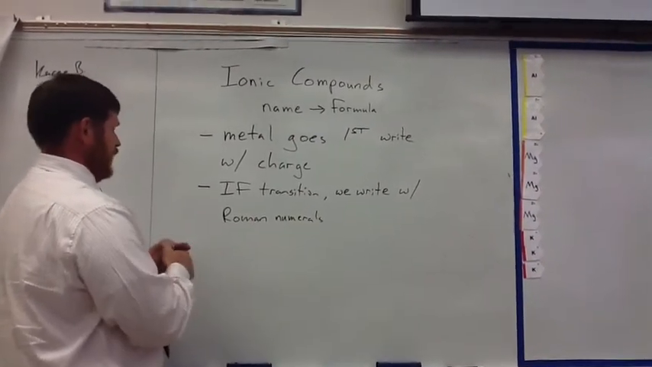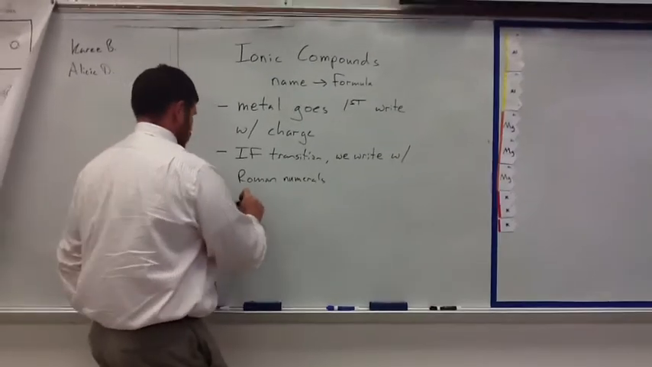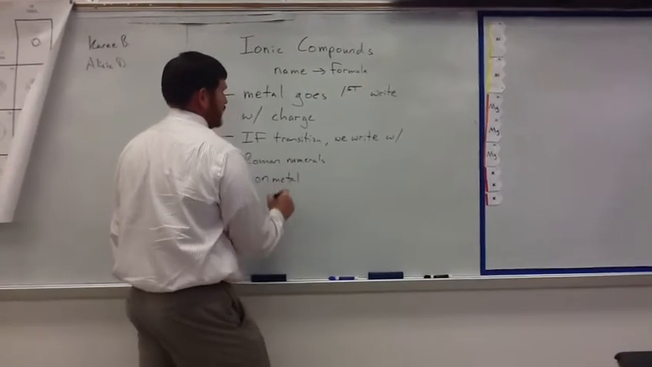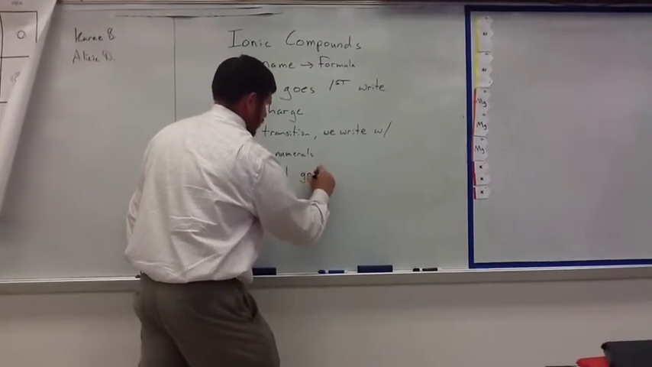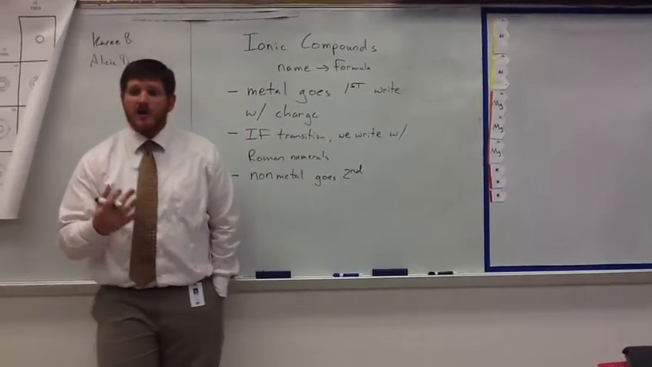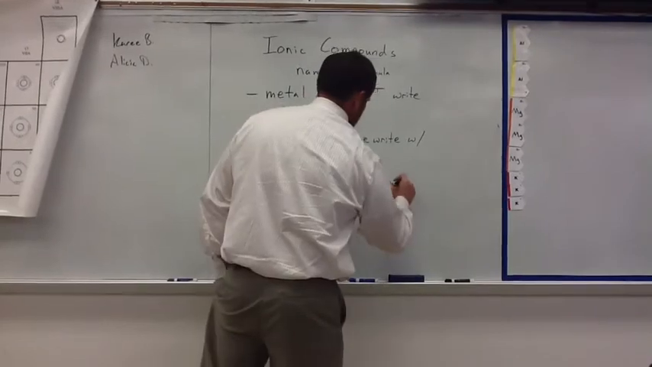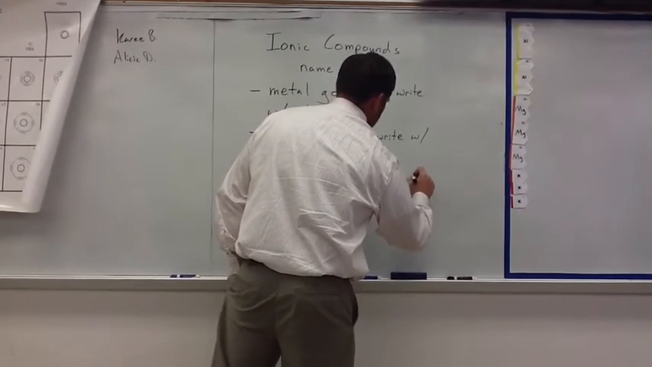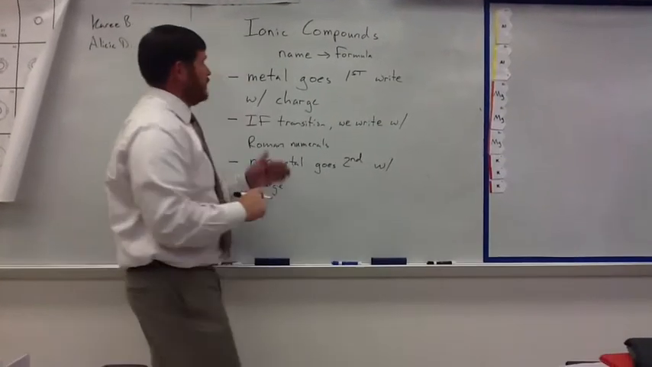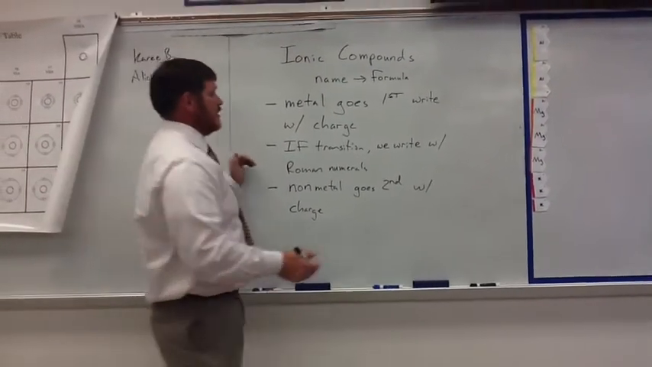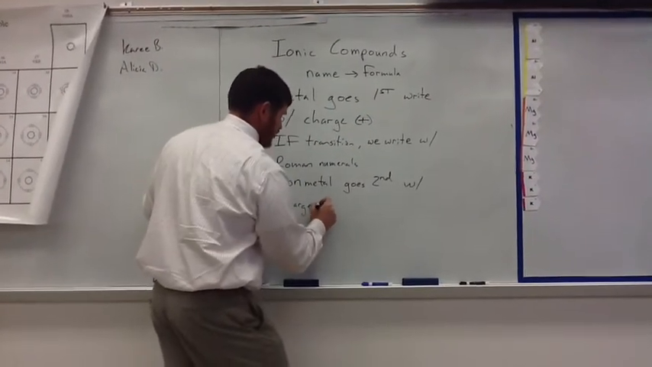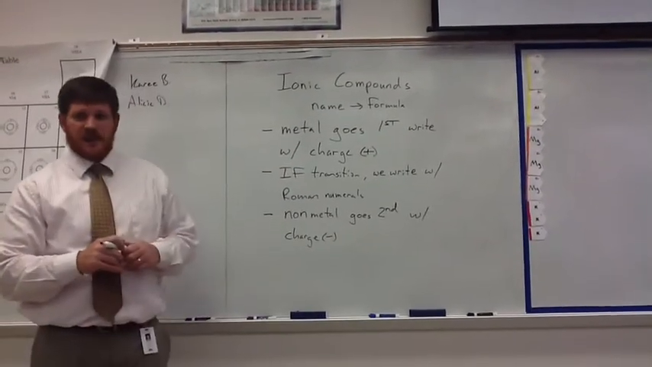The next thing we want to do is write our nonmetal. So we write our nonmetal second. I also want to do this with charge. If the metals were written with the charge, their charge should be positive, so the charge down here should be negative. It's going to offset that.